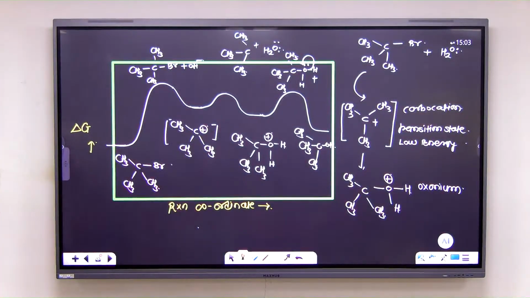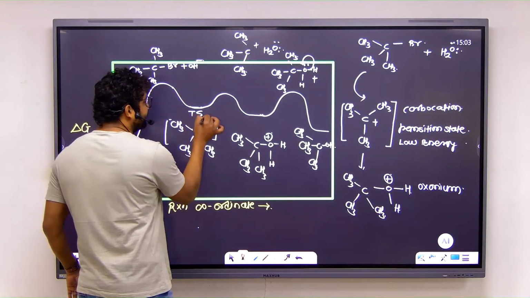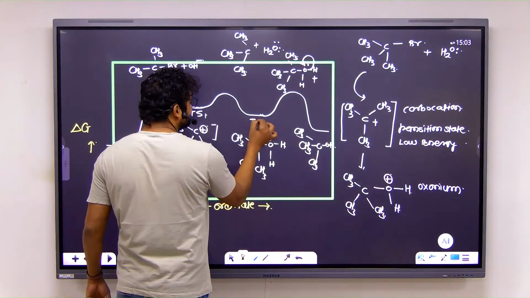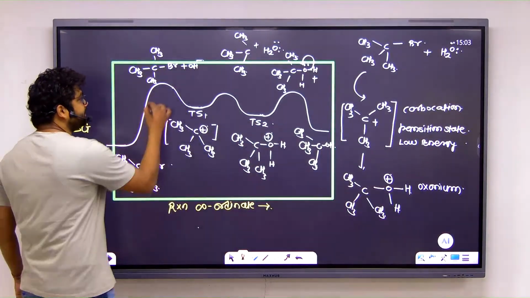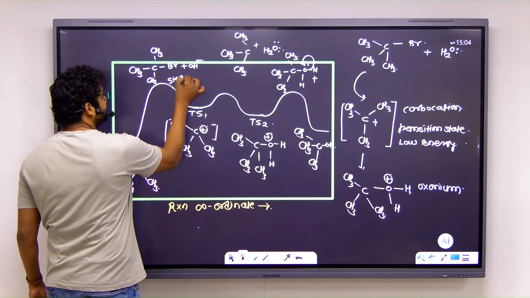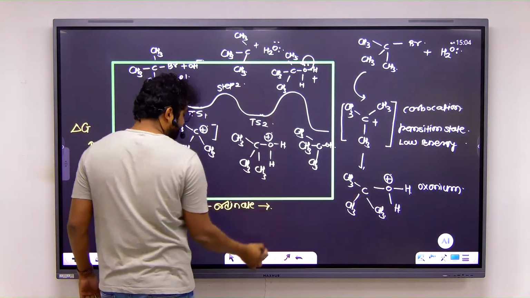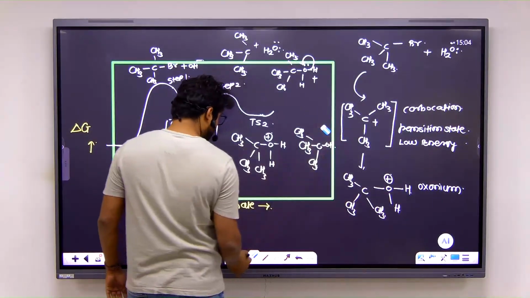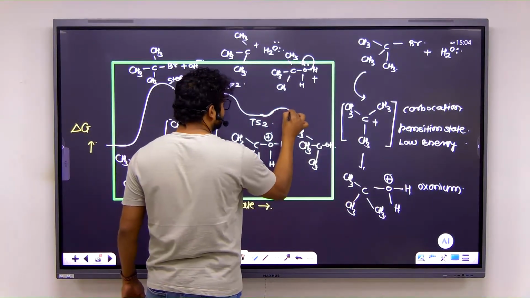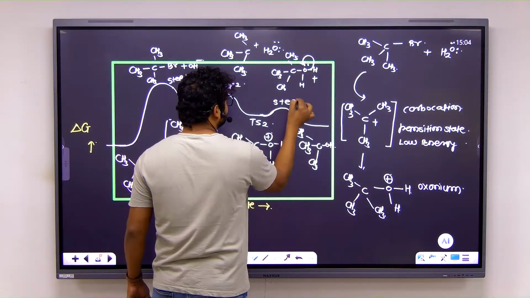So what I want to show you is the lower order transition state 1, transition state 2. The peaks of this diagram: this is step 1, this is your step 2, and this one, now I have to recorrect it, this one is now step 3.